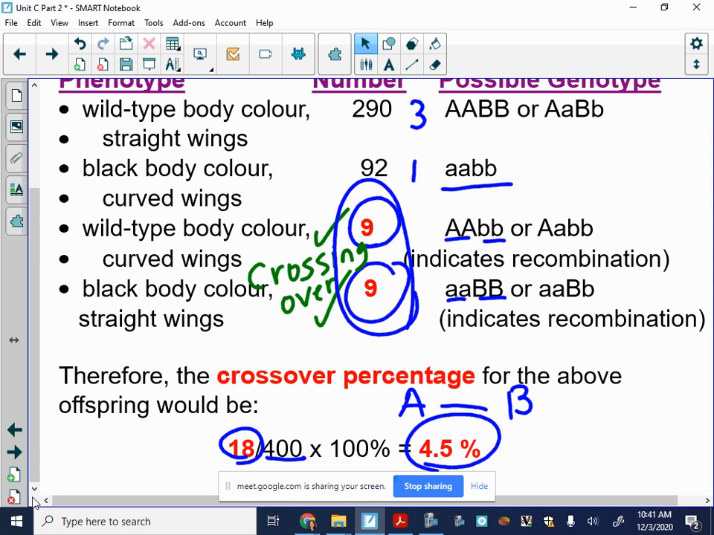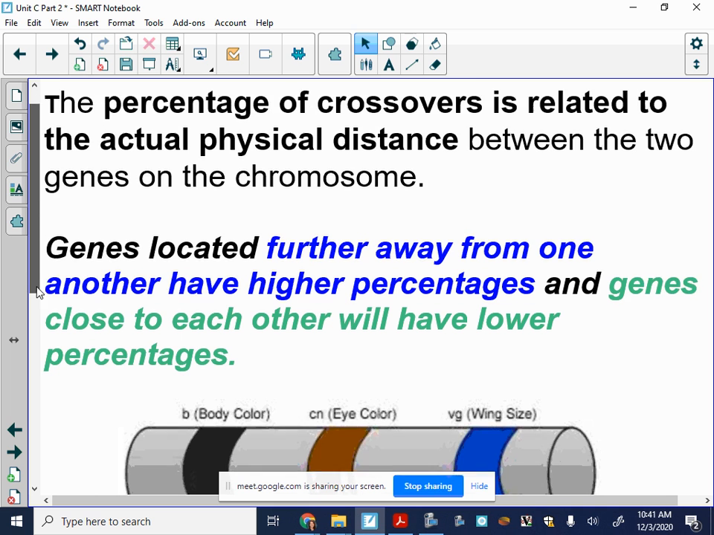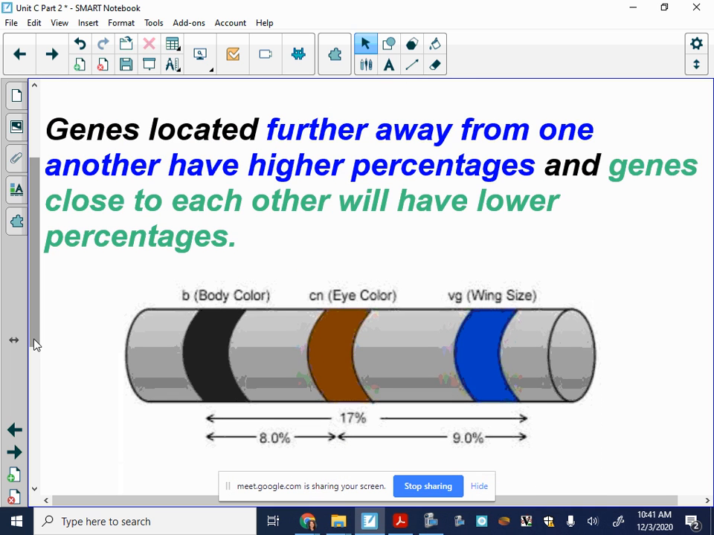Okay, so this is how he got crossover percentages. All you need to know is what to do with these crossover percentages. The percentage of crossovers is related to the actual physical distance between the 2 genes on the chromosome, meaning genes that are further away from one another have higher percentages, and genes that are close to each other will have lower percentages. If you know what the crossover percentages are, you can easily map the gene.